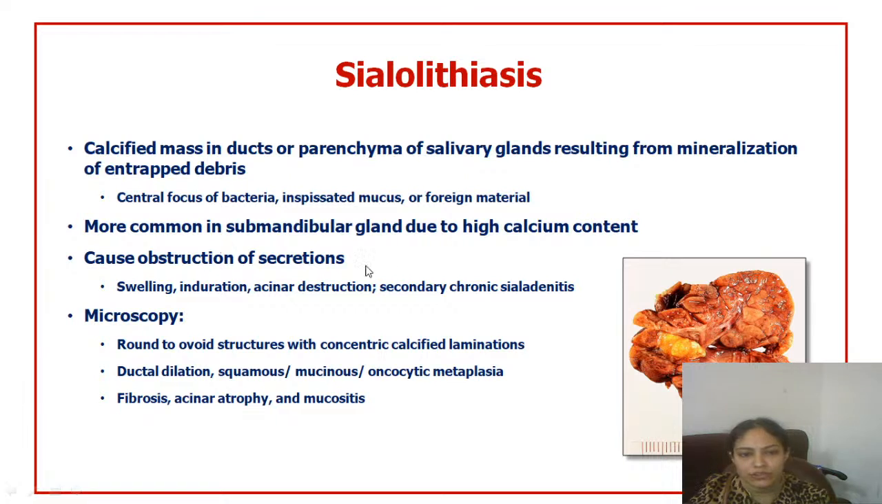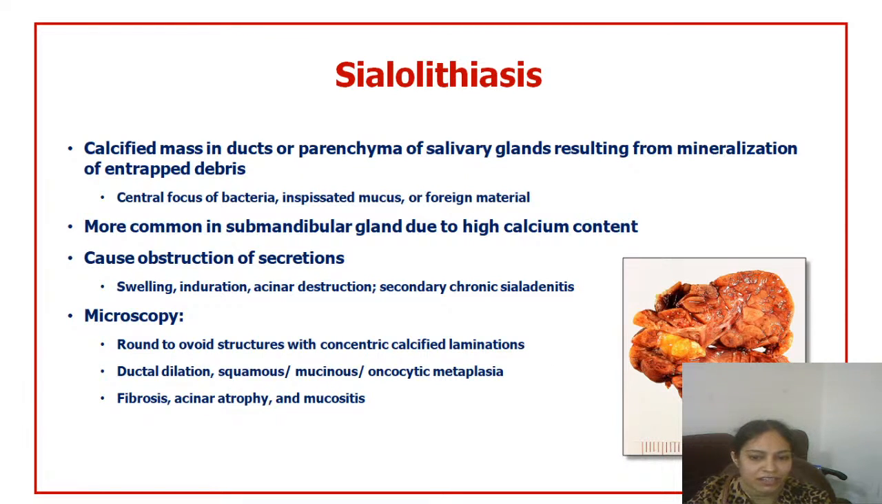So once these stones cause obstruction of secretions, obviously the secretions are going to build up within the gland and the duct, leading to swelling, induration, destruction of the parenchyma of the gland, and chronic sialadenitis, which is secondary to the stone. What we see on microscopy, so this is the gross appearance. On microscopy you basically see round to ovoid structures with concentric calcified lamination. So they are basically small stones and accompanied by dilation of ducts.